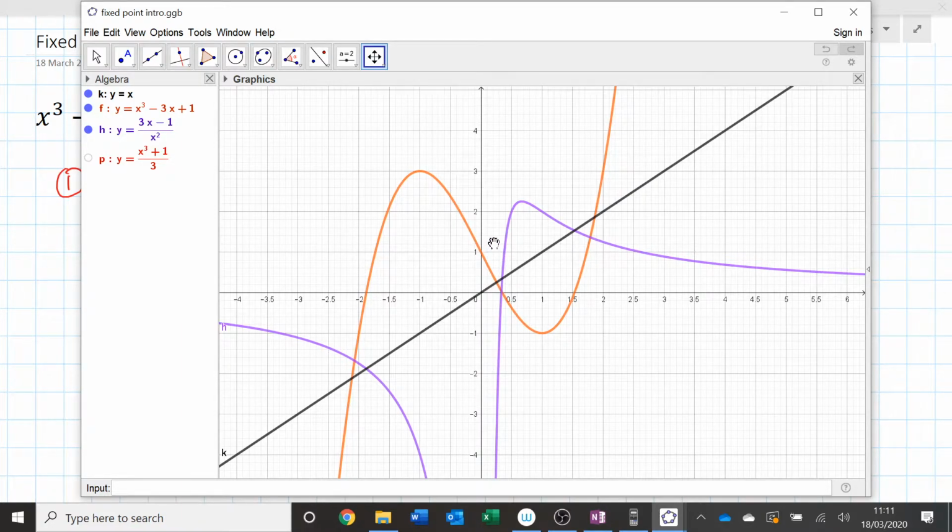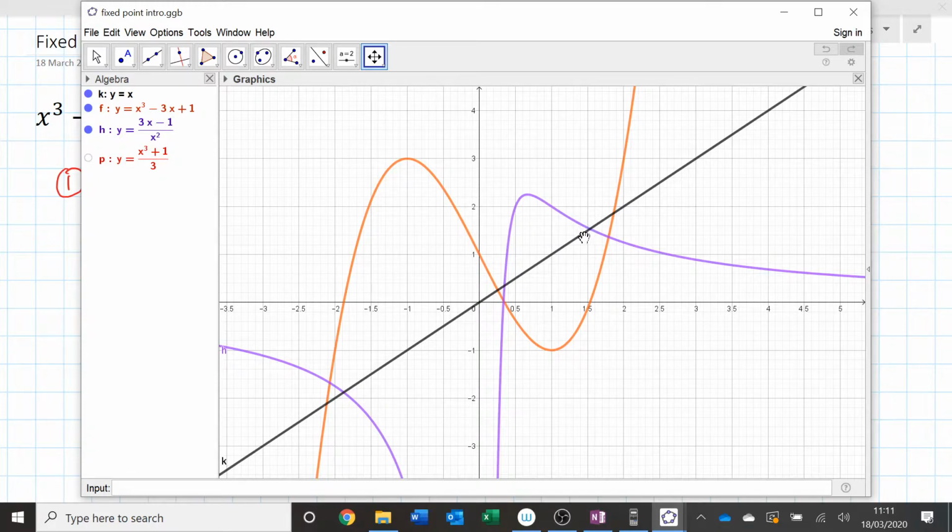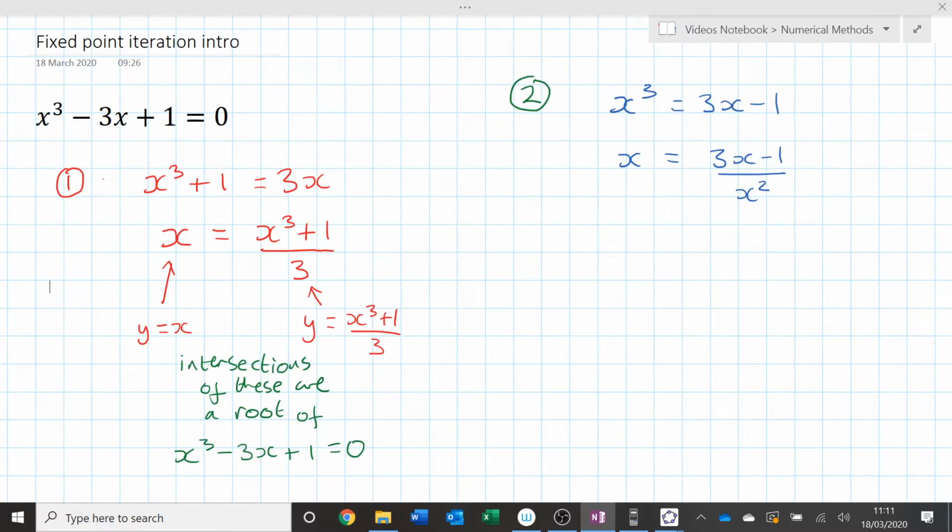So the idea is, if I could find where these graphs are intersecting, if I knew the x value, I would have found the roots of the original equation. So if I can find places where y equals x equals 3x minus 1 over x squared, I would have found x values that solve the original equation. Okay, again, how are we going to do that?